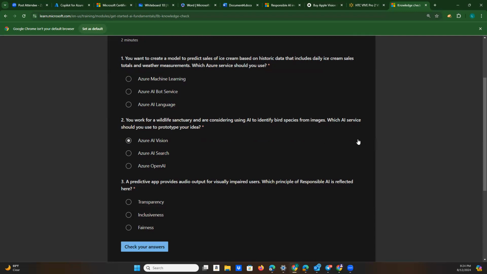You want to create a model to predict sales of ice cream based on historic data that includes daily ice cream sales totals and weather. Which Azure service should you use? Is it machine learning, bot service, AI language? The AI language for me. Kemi? Machine learning? I'm not sure. So we can go with the AI language. Okay. Number 2.